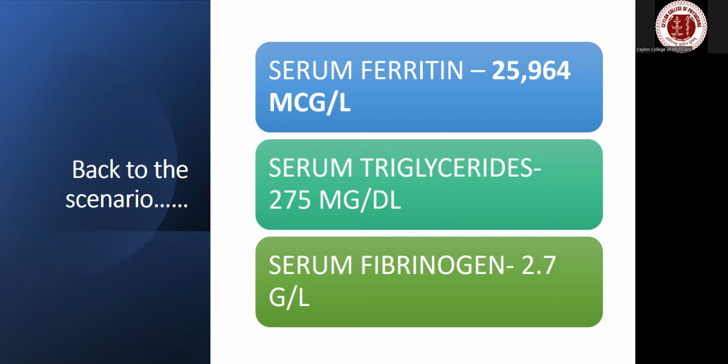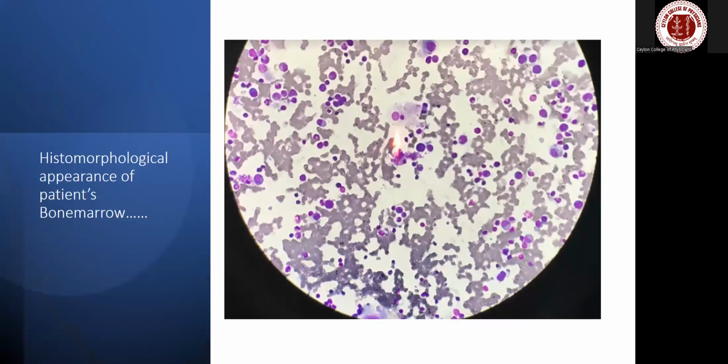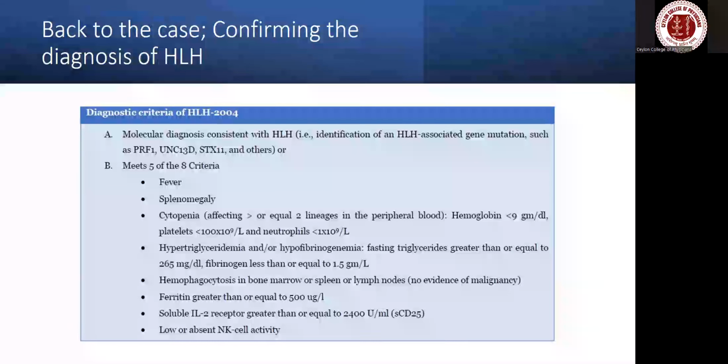Apart from that, we had a serum triglyceride of 275, which was marginally high, and the fibrinogen level was normal, including the patient's coagulation profile. This was the patient's actual bone marrow, the histomorphological appearance showing hemophagocytosis. So this is how we confirmed the diagnosis.